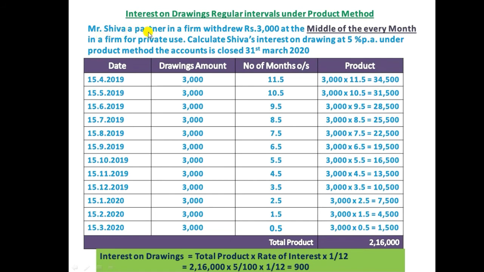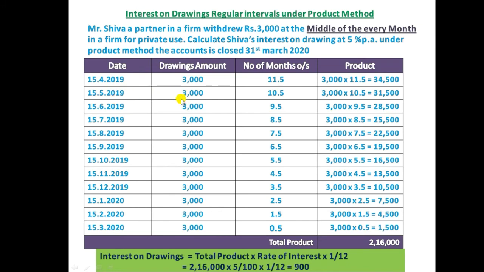Mr. Shiva, a partner in a firm, withdrew rupees 3,000 in the middle of every month in a firm for private use. Calculate Shiva's interest on drawings at 5% per annum under the product method. The account is closed on 31st March 2020. In the same way we need to make a table, but when we record the date, we should take 15/4/2019. As usual, we need to start from April, but from the 15th of April because he drew in the middle of every month. So on 15/4/2019 he took 3,000.